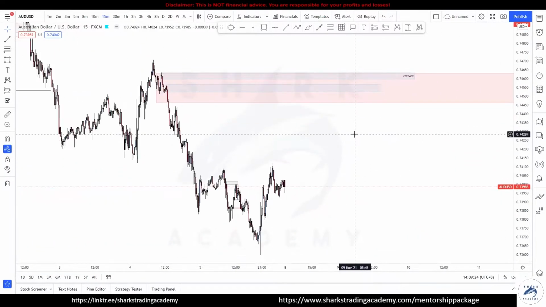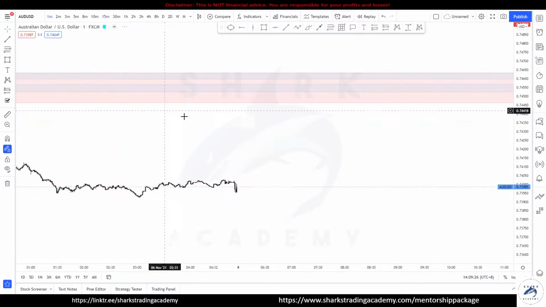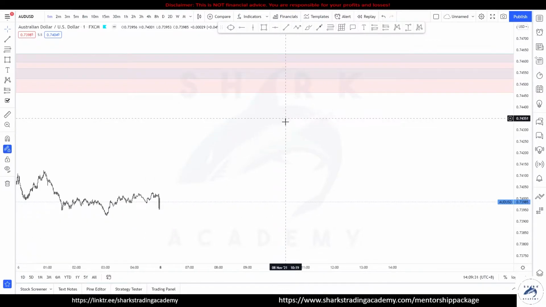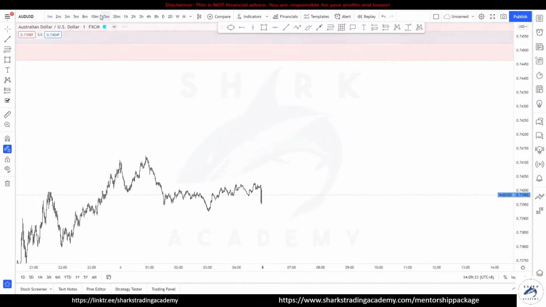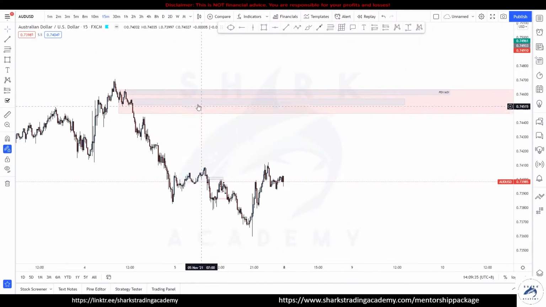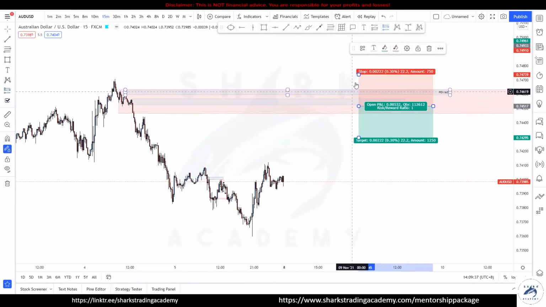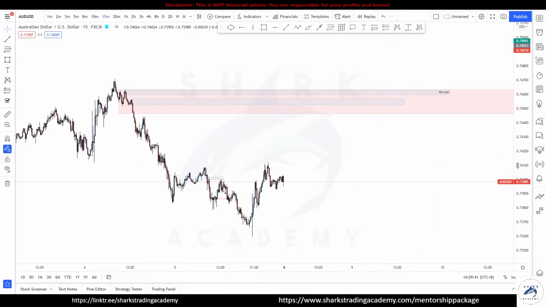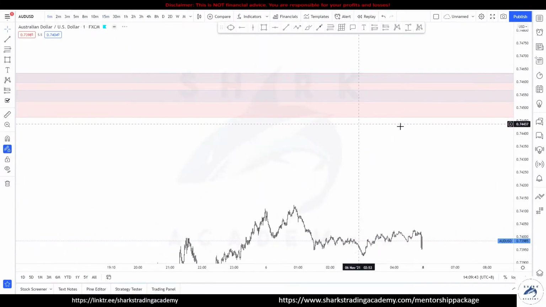So what am I looking for? When prices taps into my area over here, I'm going to look for the shift in structure, right? So instead of placing sell limits at the 15 minutes refined area like this, I'm going to wait for the 1 minute shift inside of these refined areas. So let's go down to the 1 minute.